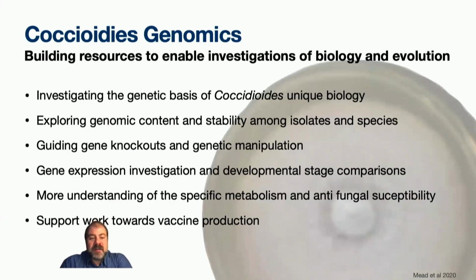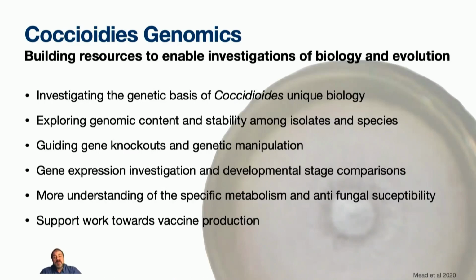I want to first acknowledge and talk about some of the reasons why we're trying to tackle genomics and coccidioides. It's important to build these resources to be able to investigate some of the novel biology that coccidioides displays. We also need to better understand this genome content stability among different isolates and species to know how variable different isolates might be. And using these tools, it's important to be able to develop the gene knockout systems and other genetic manipulations. Further work that's been exploring gene expression differences between stages like spherules and mycelia have benefited from the genomic tools to be able to profile the genes that change.